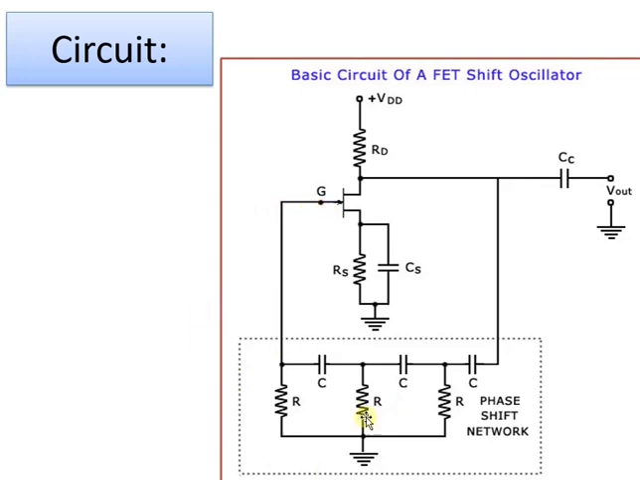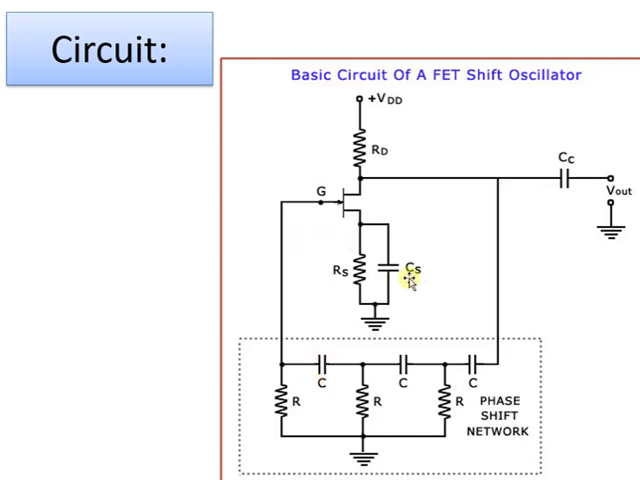The 3-section RC phase shift network produces an additional phase shift which is a function of frequency and it equals 180 degrees at some frequency of operation. At this frequency, the total phase shift from the gate around the circuit and back to the gate will be exactly 0. This particular frequency will be the one at which the circuit will oscillate, provided that the magnitude of the amplification is sufficiently large.